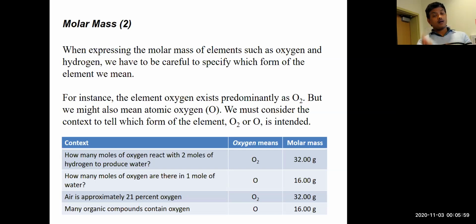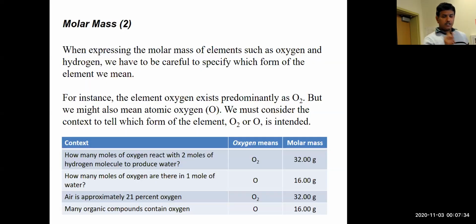How many moles of oxygen react with 2 moles of hydrogen to produce water? So you need an O2 to react with 2 moles of hydrogen. Let me check if the question is right. How many moles of oxygen react with 2 moles of hydrogen to produce water? Let me pause and make that question more technically correct.